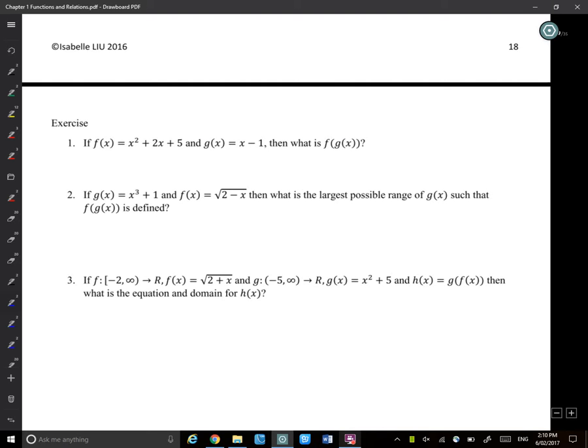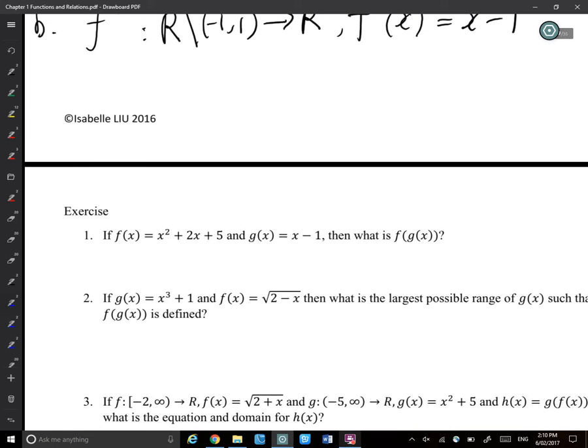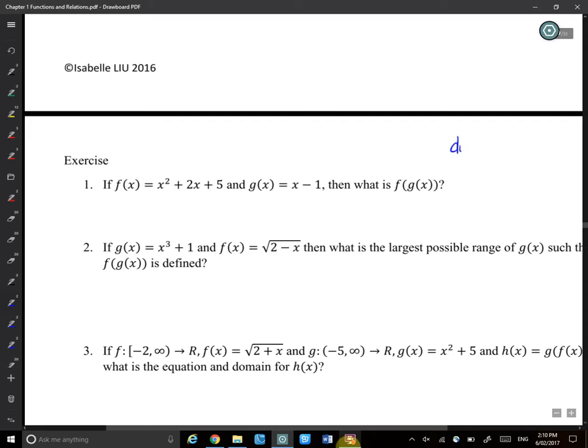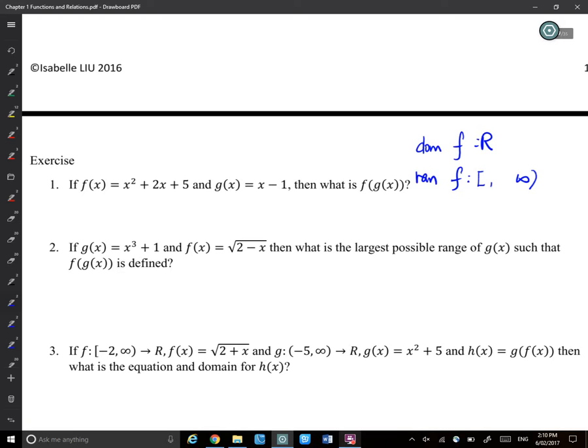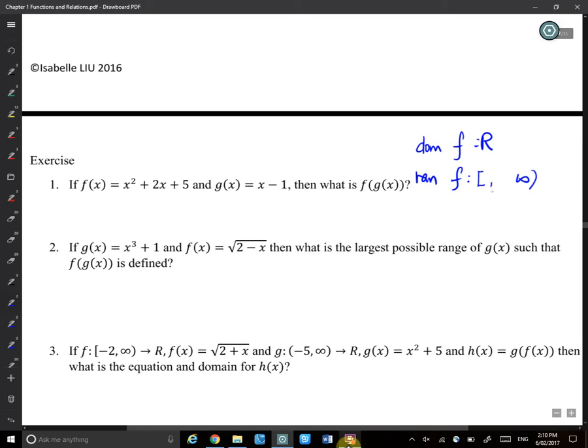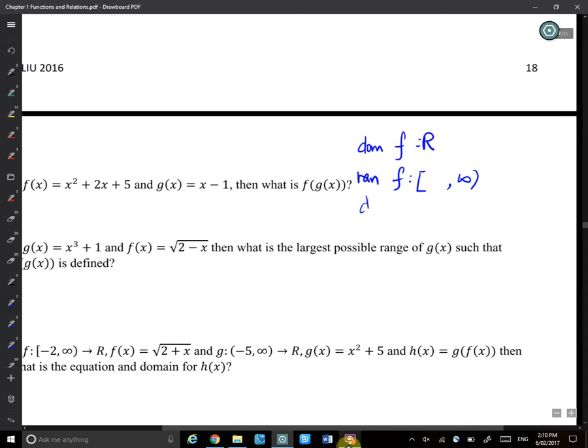Okay, so if f(x) equals that and g(x) equals that, the first one is easy. We think about the domain and the range for f and g. The domain of f is R, and the range of f is... maybe it's not R. The range is some value to infinity, because it's a quadratic and a smile-face quadratic, so it has a minimum value and goes all the way above. And for g, the domain is R, and the range of g is R as well.